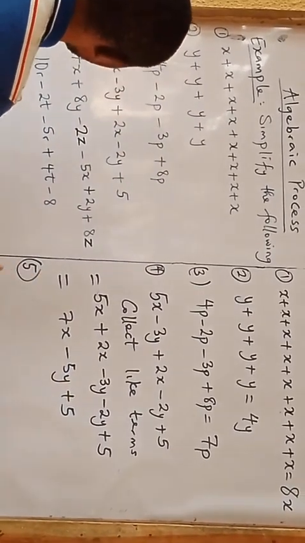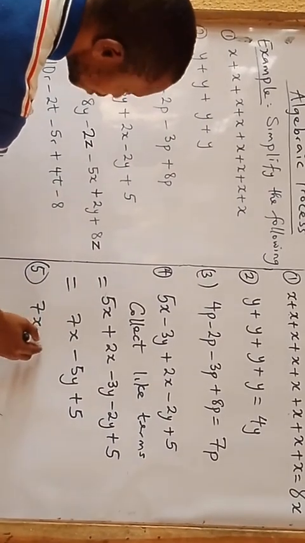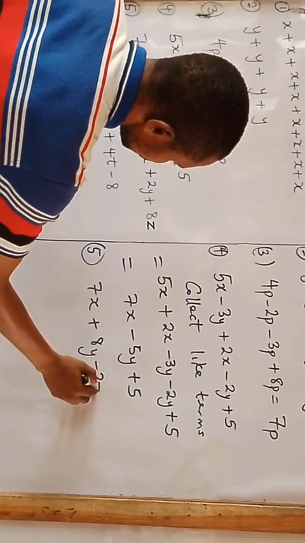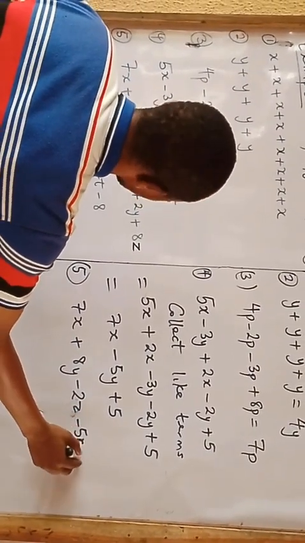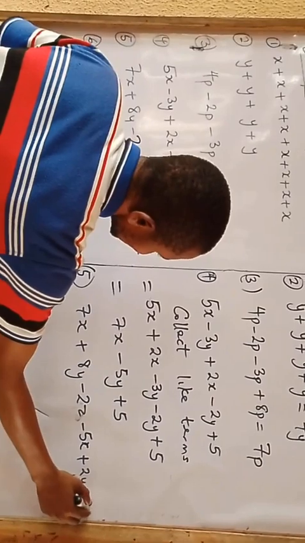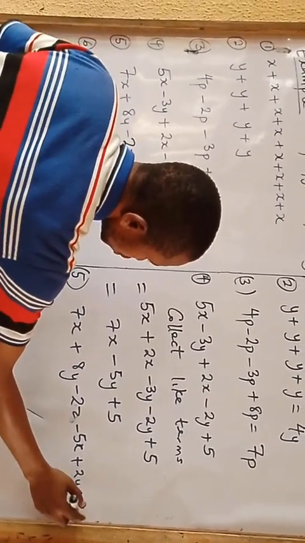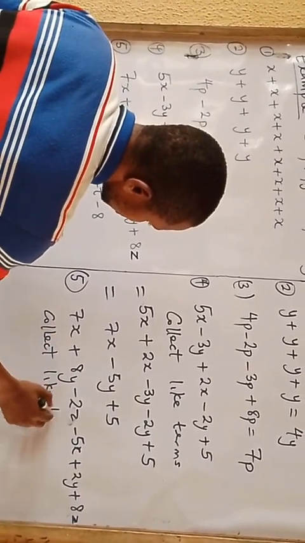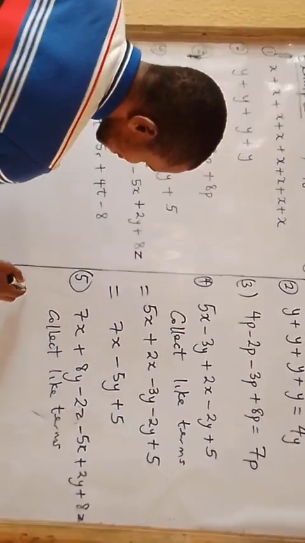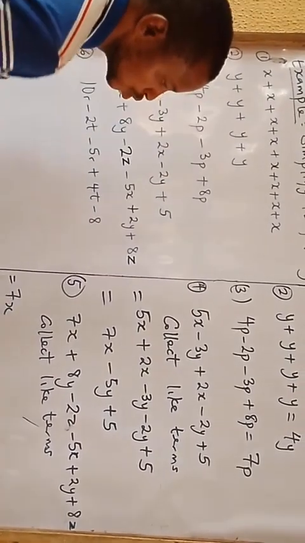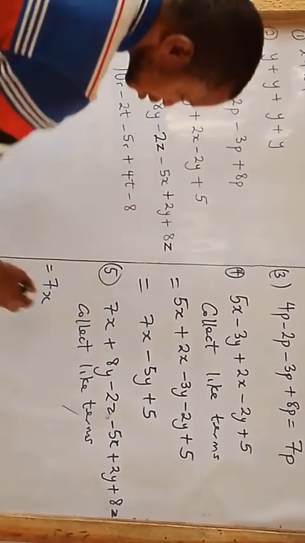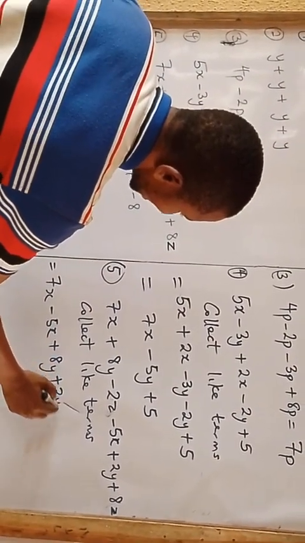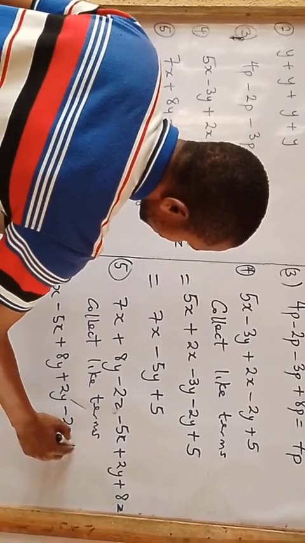Then question 5. We have 7x plus 8y minus 2z minus 5x plus 2y plus 8z. The first thing to do is to collect like terms. Then you are going to have 7x. Don't forget that I told you that you are going to carry it with the sign in front of it. 7x minus 5x plus 8y plus 2y minus 2z plus 8z.